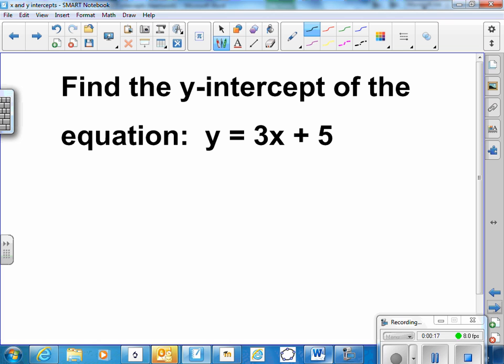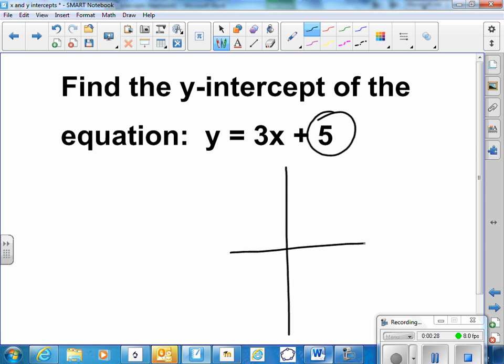Back to Y-intercepts, if we had the equation y equals 3x plus 5, if I asked you to find the Y-intercept, you could say, well, that is 5. So start at 5, go up 3 over 1, and you say, well, the Y-intercept is 5.